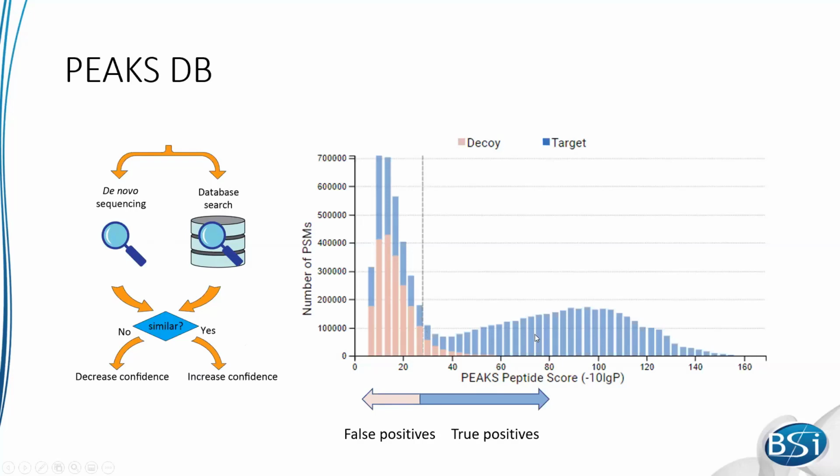false discovery rate curve, here in blue are target peptide hits, and in pink are decoy peptide hits from a randomly generated decoy database. We are able to separate these two distributions much better by including de novo sequencing in our scoring algorithm than if we weren't using de novo sequencing.